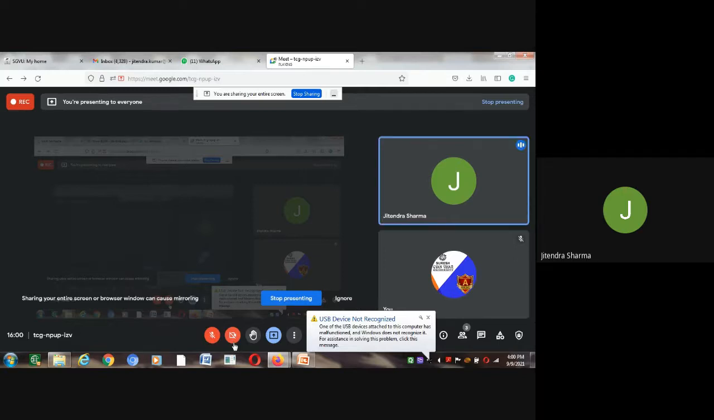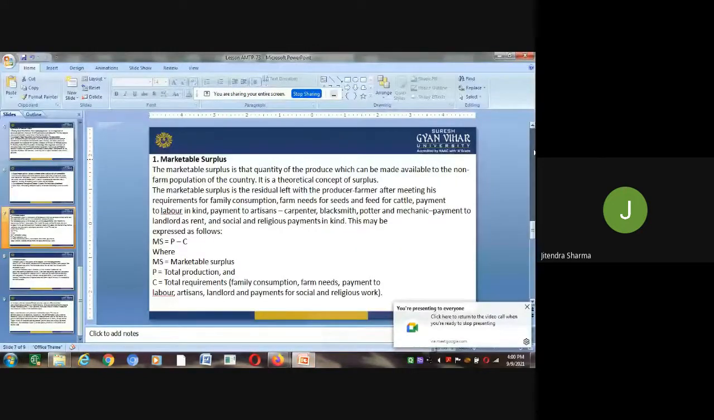So till now we have completed two things: the first one is producer surplus, and the second one is the marketable surplus, which we have just completed. Now we will discuss the difference between the two.